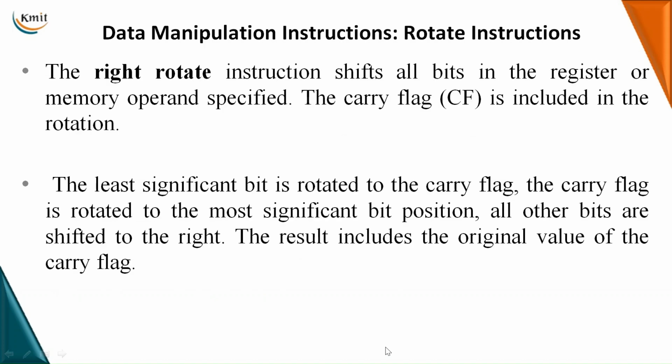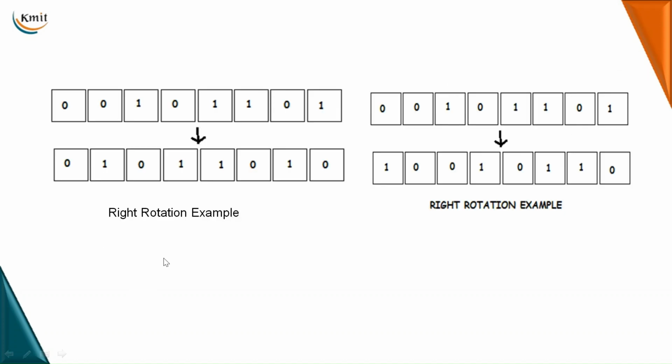So in case of a right rotate instruction, it shifts all the bits in the register. If you look at an example of rotate right, this is the contents of my register. I am taking an 8-bit register. This is the LSB and this is the MSB part. So in case of a rotate right operation, the contents of the register are rotated towards the right. So starting from this end, 0, 1.